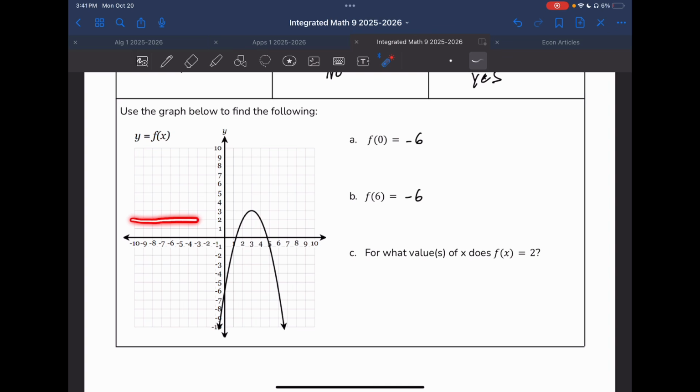For what values of x does f of x equal 2? Well, that means we take our horizontal line. This is where f of x equals 2. And we see that we cross at 2 points, 2 and 4. So for what values of x does f of x equal 2? For x equals 2 and x equals 4.